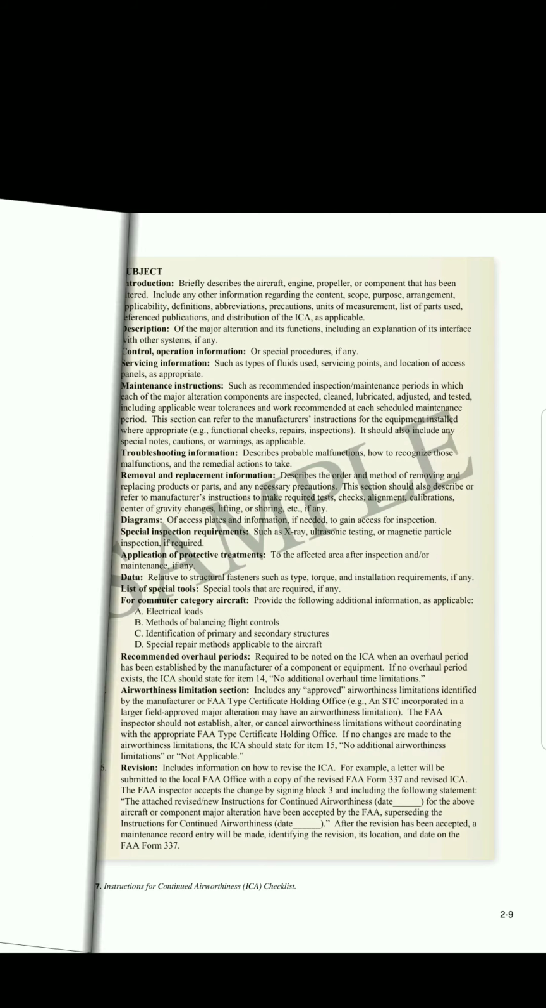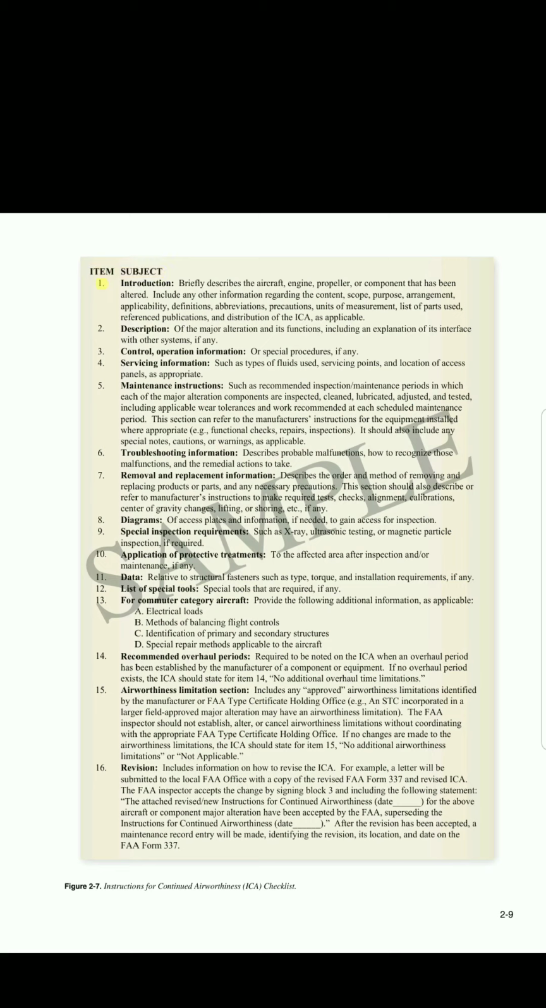2-8. Sample ECA. Item subject. 1. Introduction, briefly describes the aircraft, engine, propeller, or component that has been altered. Include any other information regarding the content, scope, purpose, arrangement, applicability, definitions, abbreviations, precautions, units of measurement, list of parts used, referenced publications, and distribution of the ECA, as applicable.